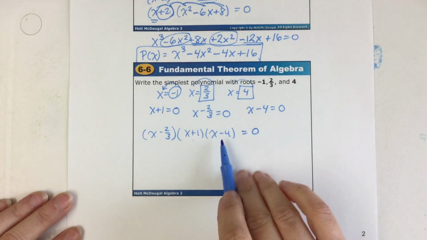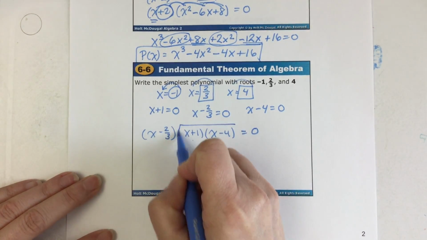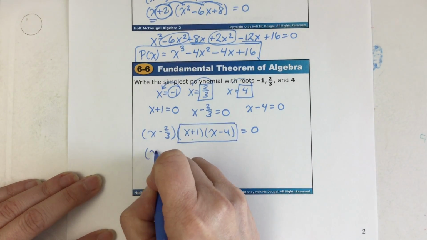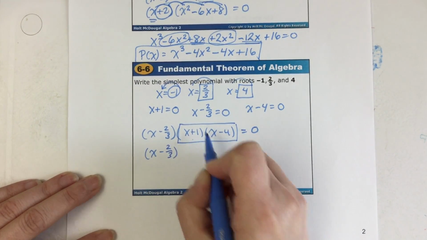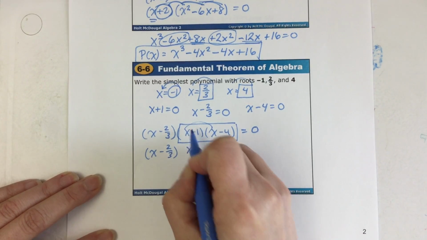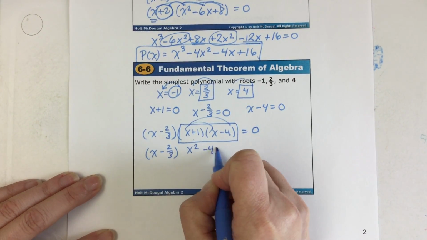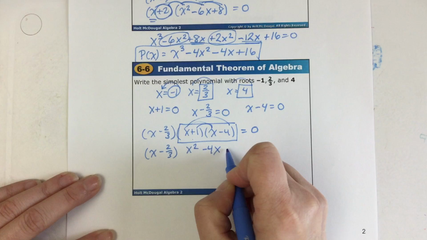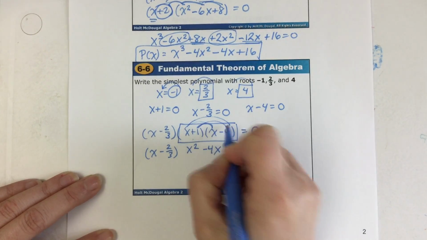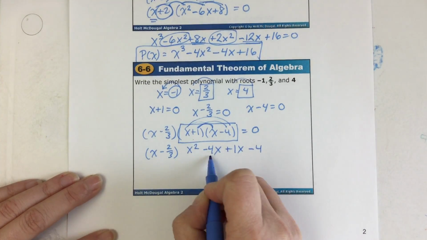My x plus 1 and my x minus 4. I can FOIL these. So I'd have x minus 2/3. X times x is x squared. X times negative 4 is negative 4x. 1 times x is 1x. 1 times negative 4 is negative 4.